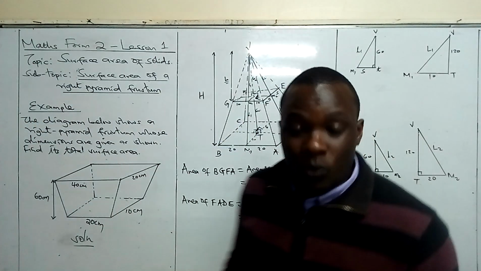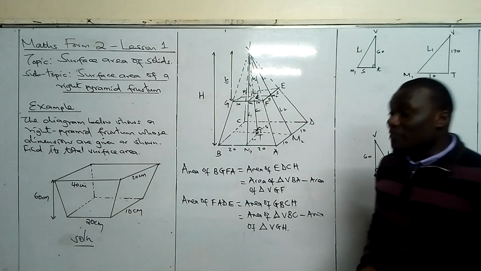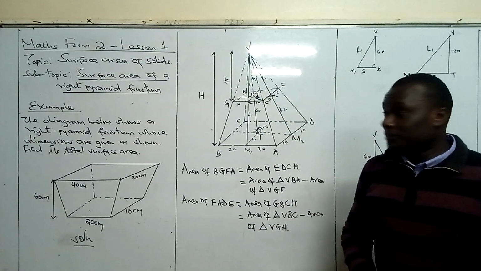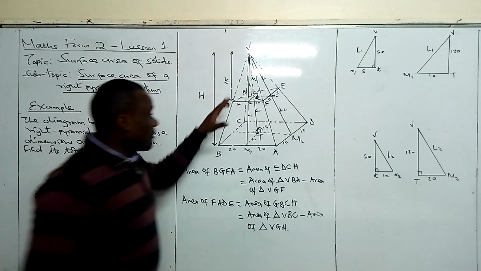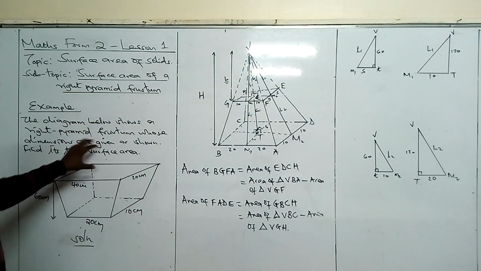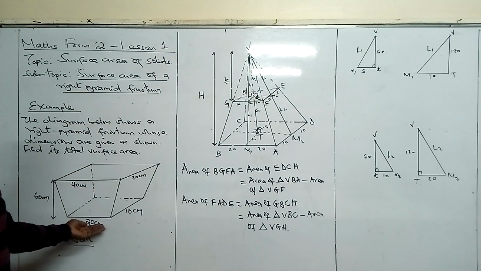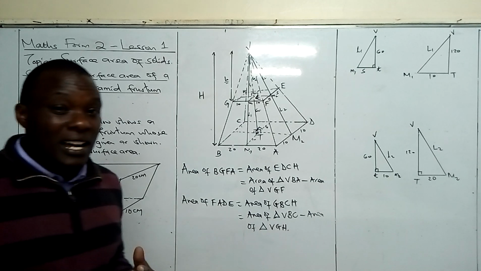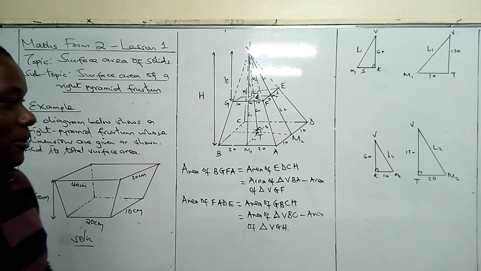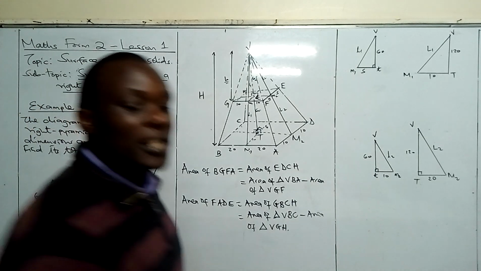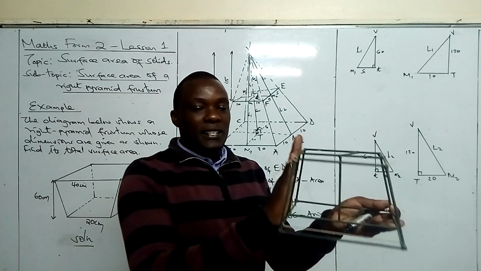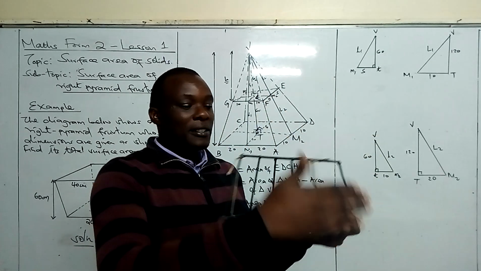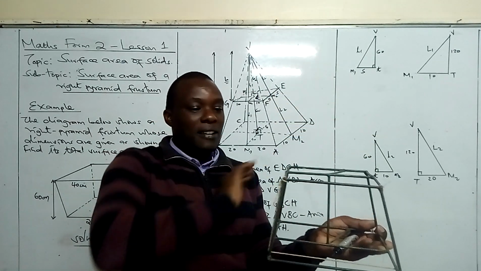Now, the question here is finding the surface area of that particular figure. For us to find the surface area, remember the top is a rectangle, the bottom is also a rectangle. We will determine the areas of those two rectangles, then add the curved surface area. This is curved surface area, curved surface area, curved surface area, curved surface area.